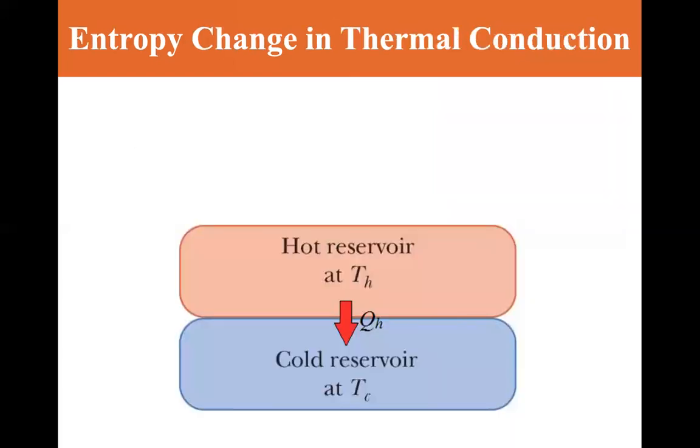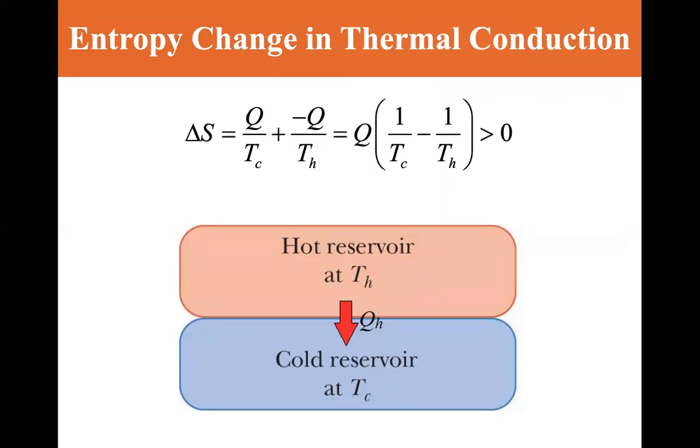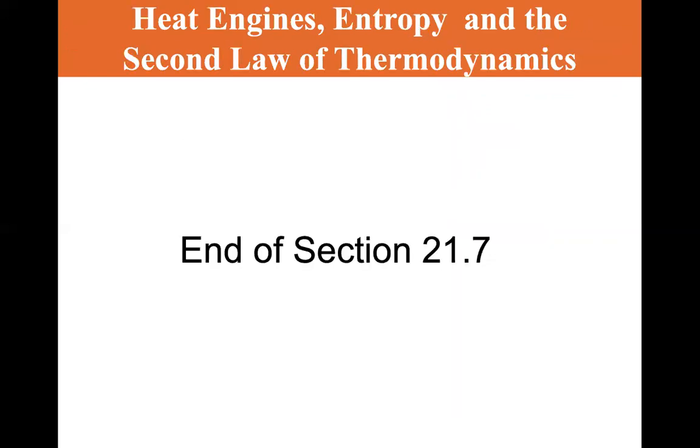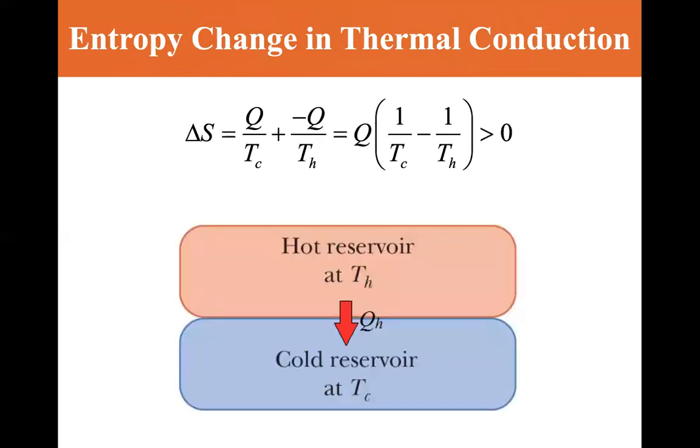Now let's take a process where you have a hot reservoir T_hot and a cold reservoir T_cold. So the delta S is equal to Q over T_cold plus the minus Q over T_hot. And that's equal to Q times (1 over T_cold minus 1 over T_hot). And that's greater than 0. And that's the end of section 21.7. Okay.